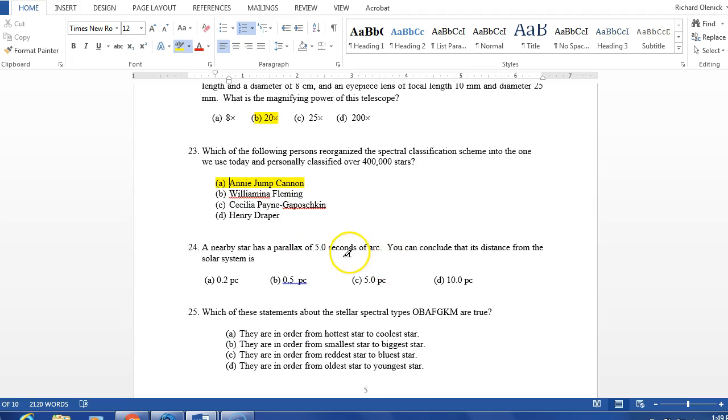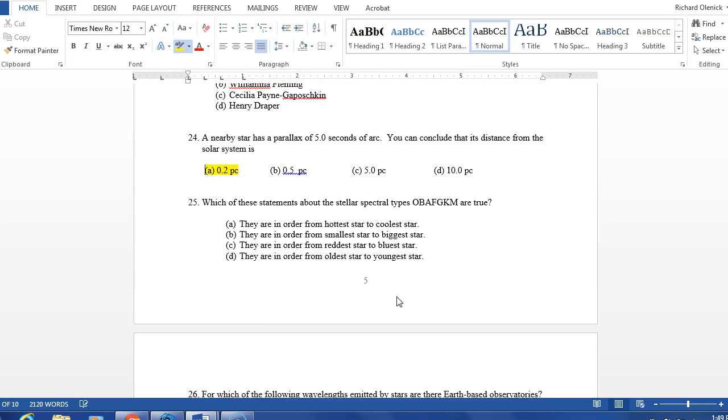Okay, we have a parallax of 5 seconds of arc. The distance is 1 over the parallax, so 1 over 5 is 0.2 parsecs for the distance.